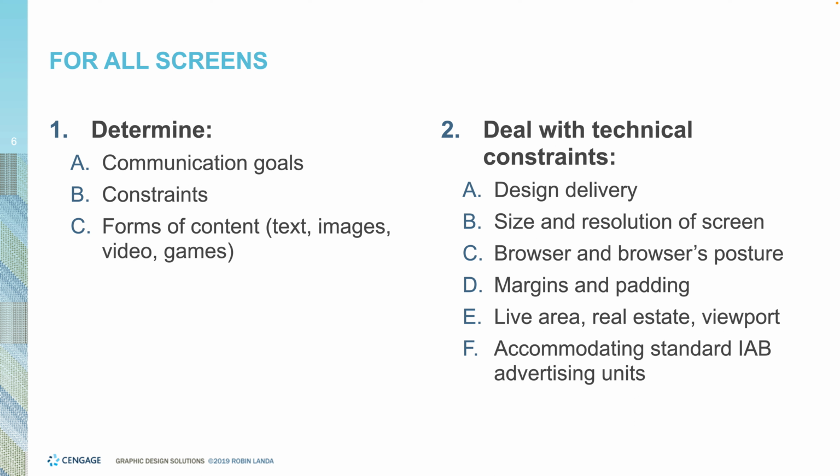On that, with the constraints, we're looking at size and resolution of screens. The larger the pixels are, then when we start dealing with text, the larger the text is going to have to be so that we don't get those jagged edges. The browser and browser's posture.